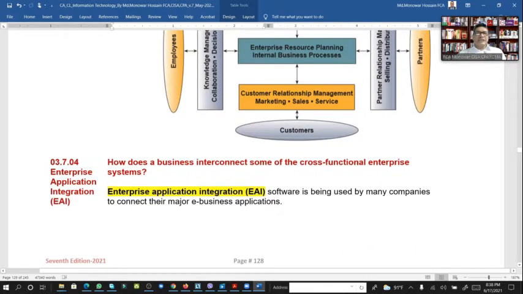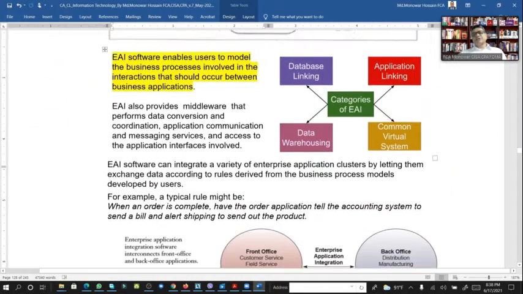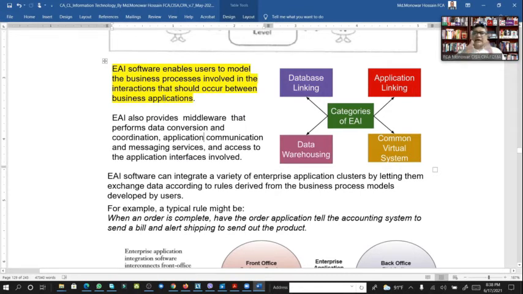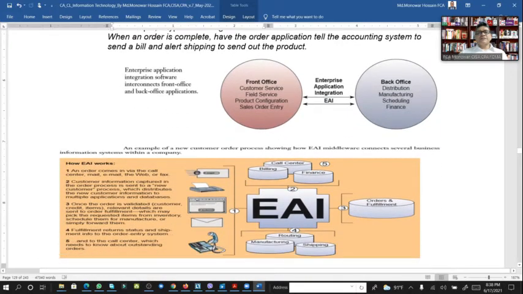We know EAI means enterprise application integration. So enterprise application integration includes the database link, data warehousing link, common virtual system link, and application link. These are all categories of EAI, and it also provides middleware, performing data conversion, coordination of applications, etc. And this is used in the front office and also the back office. In the treasury function of banks, they have that type of three-layer office: one is front office, back office, and middle office. Each and every layer works in a different way, but they are interrelated. They are independent but interrelated with each other's departments.